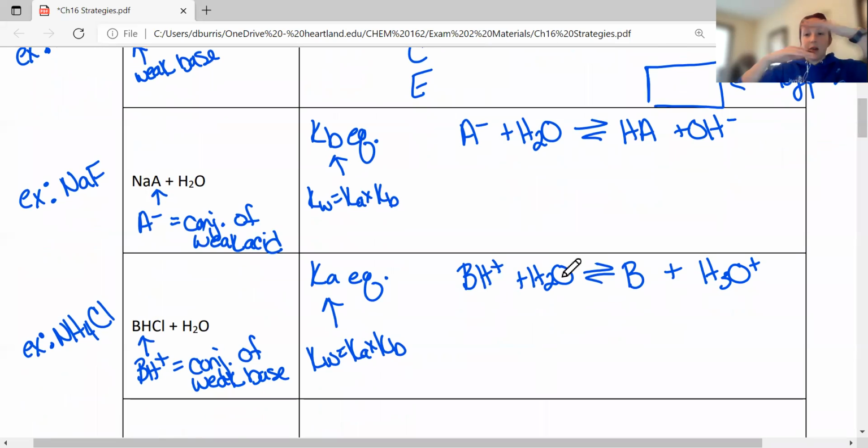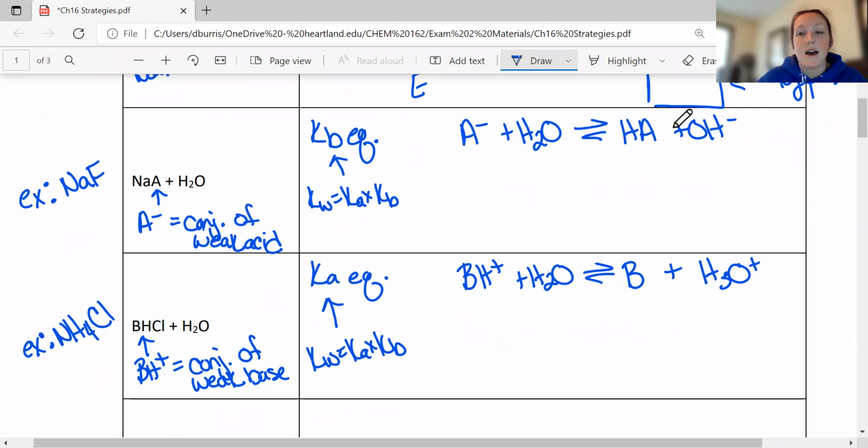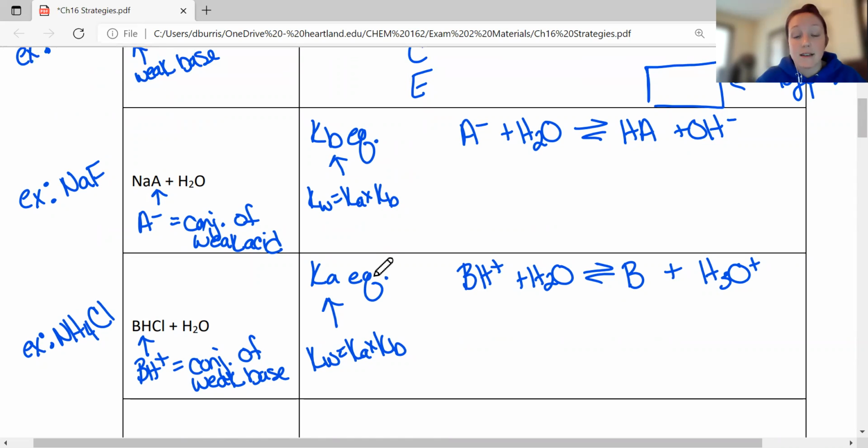Okay, so all of these kind of come in twos. They're kind of like opposites of each other. So this is just opposite of the ones right above it. You just have to find the correct K equation. So if it acts like a base, write the base. If it acts like an acid, write the acid. Okay, that's important.